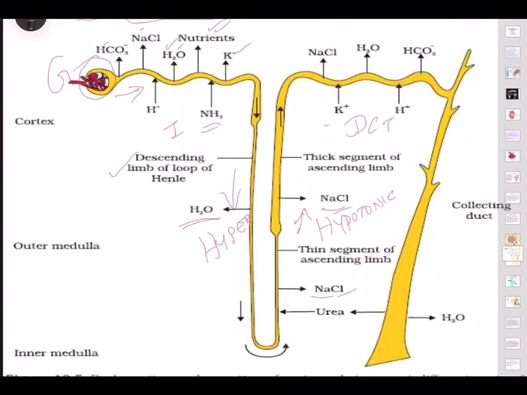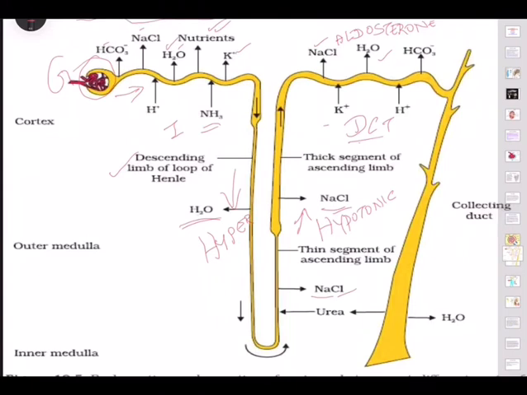And once it reaches here, this is called the DCT, the distal convoluted tubule. In the distal convoluted tubule, there is active reabsorption of sodium ions from the filtrate under the influence of, now you must remember, aldosterone. This is very, very important. This plays a crucial role. Aldosterone will make sure that sodium ions are reabsorbed.